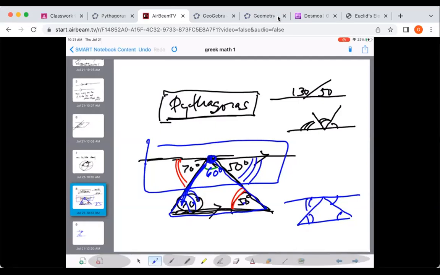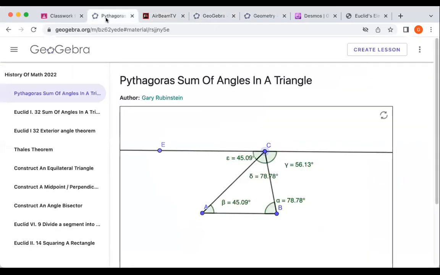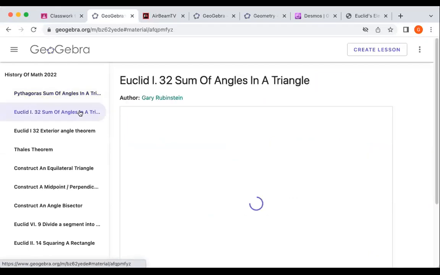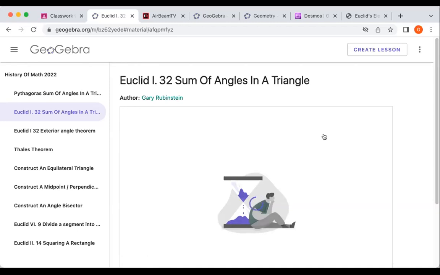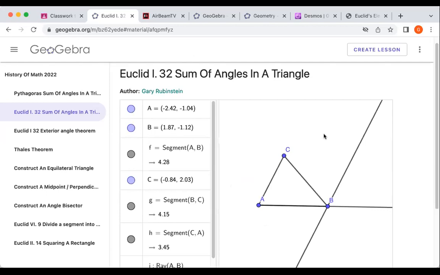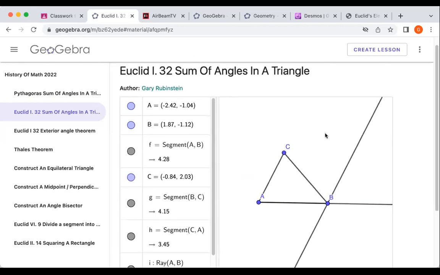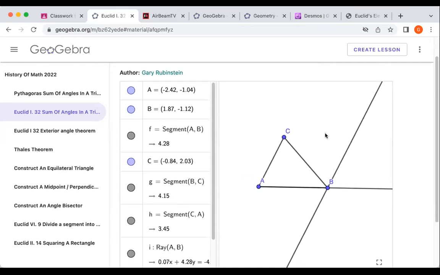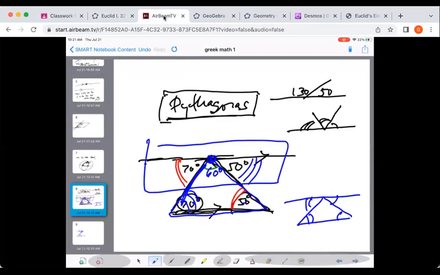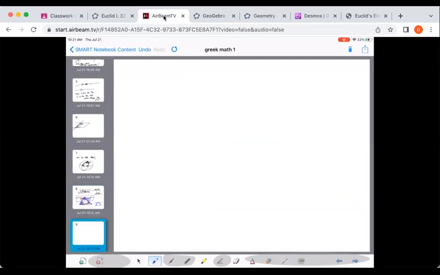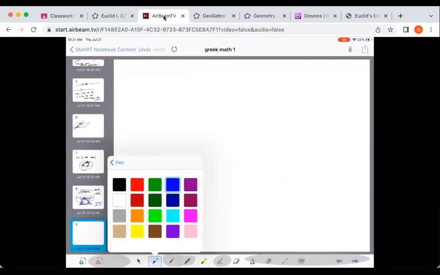Now, in case you're wondering, this is a great proof, right? But I have as my second thing, Euclid, book 1, proposition 32. Notice he has it in book 1, proposition 32, so he avoids this. He has a picture like this. He has a different auxiliary line. Let's take a look at what that looks like. Euclid.